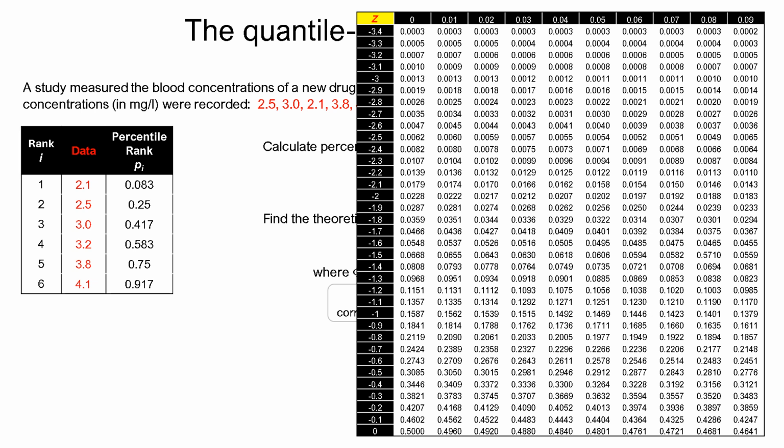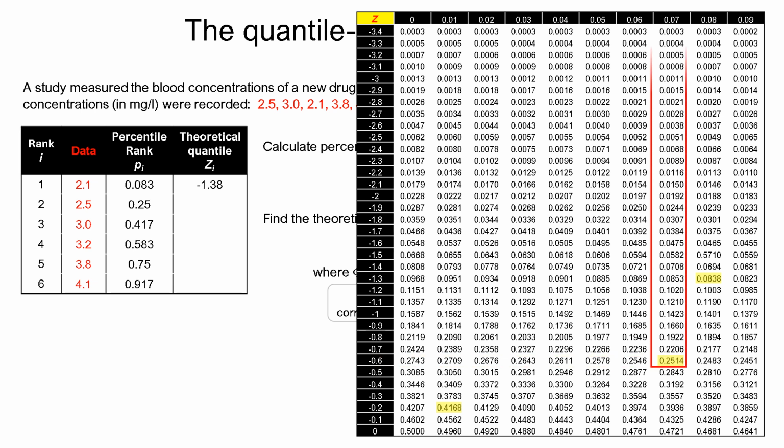This time, locate the probability values that match or are closest to the percentile ranks in the table. The yellow highlights show the first three values from our data table. Now read off the corresponding z-score by identifying the first two digits in the associated left-hand column and the third digit in the top row. The first data point gives z equals -1.38. Repeat for the other percentile ranks.